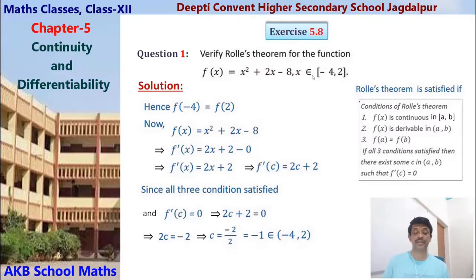In this interval we get the value of c; there is at least one value of c between -4 and 2 by taking f'(c) equal to 0, that is for -1, f'(c) equals 0. So Rolle's theorem is satisfied. Rolle's theorem is verified because c belongs to the open interval (-4, 2). Thus Rolle's theorem is satisfied. Okay, so this was the first question for the verification of Rolle's theorem of exercise 5.8.